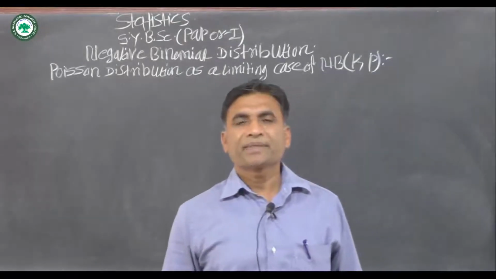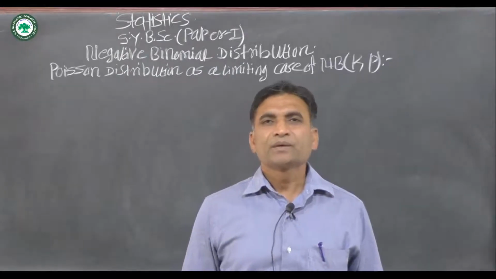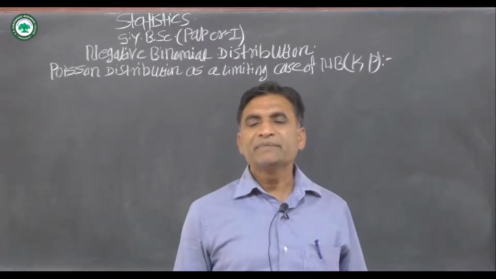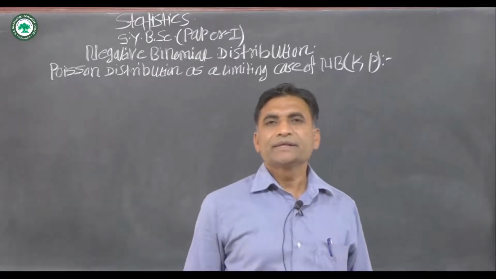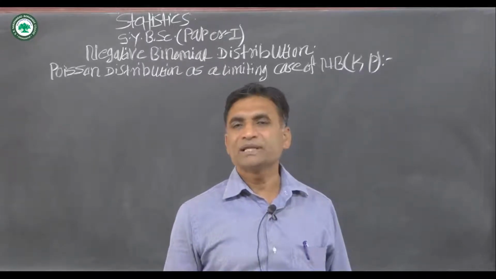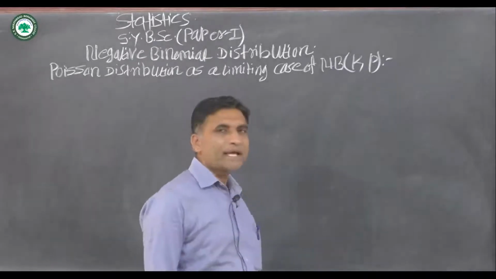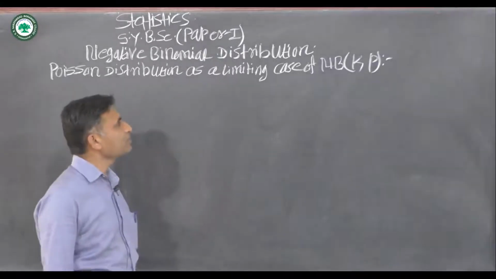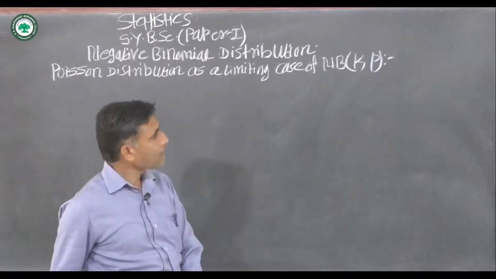Hello student, in this video lecture we are going to study the Poisson distribution as a limiting case of negative binomial distribution and the recurrence relation between the probabilities of negative binomial distribution. Now first we see the Poisson distribution as a limiting case of negative binomial distribution with parameters k and p.